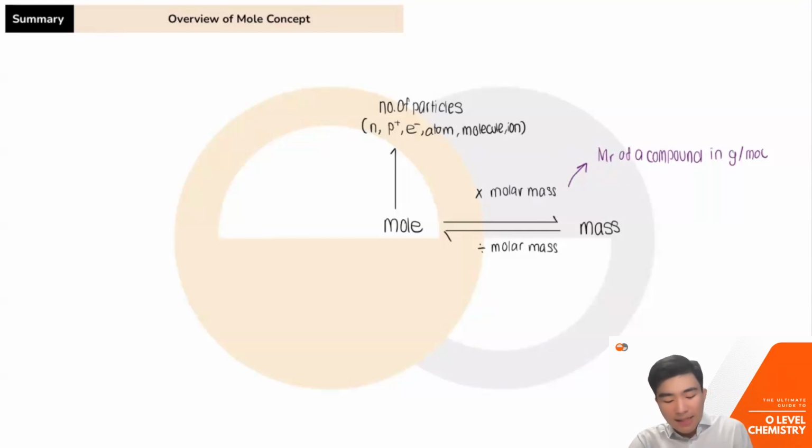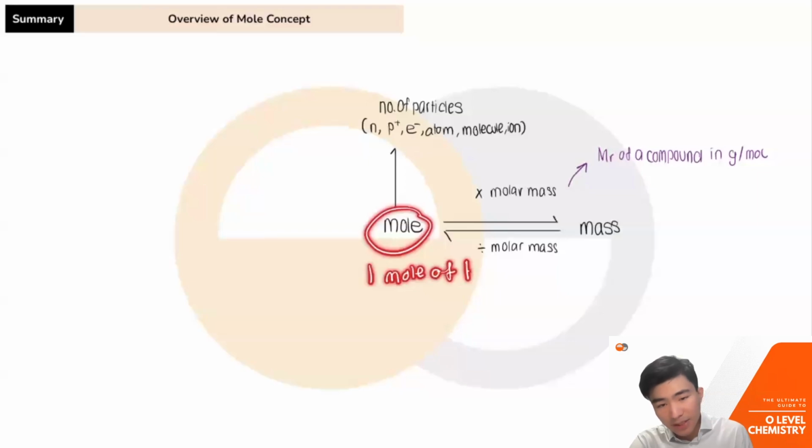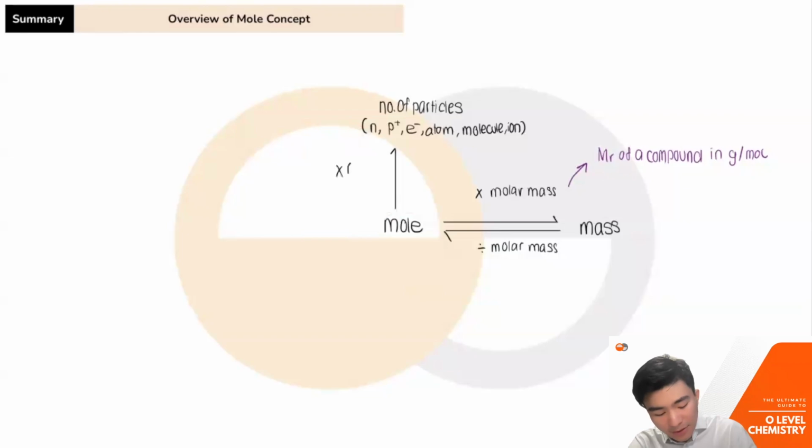Now, for example, let's say I have 1 mole of hydrogen atoms. If I want to convert to the number of particles, I will multiply by the Avogadro's constant, 6 times 10 to the power of 23. This is an important number as well. Most of the time, it will come up as an MCQ question for Avogadro's constant.